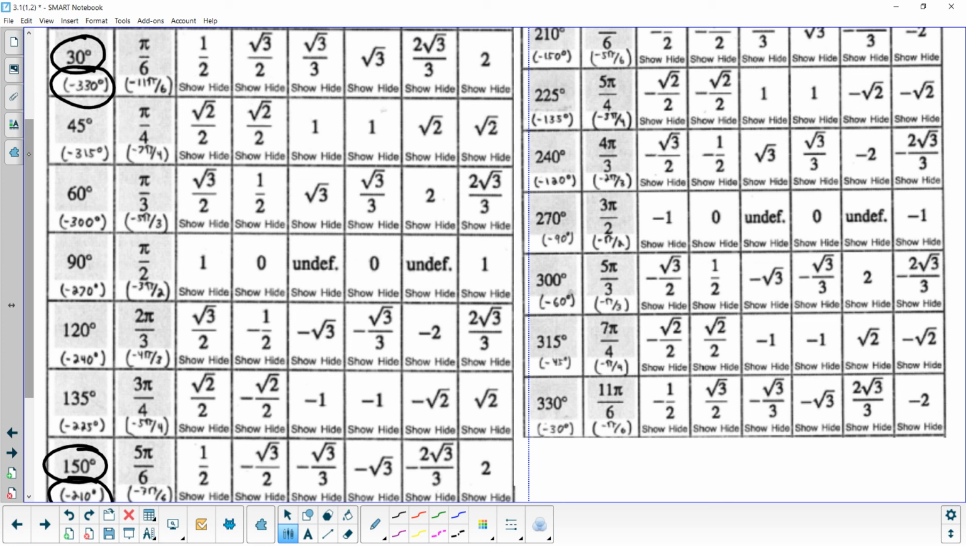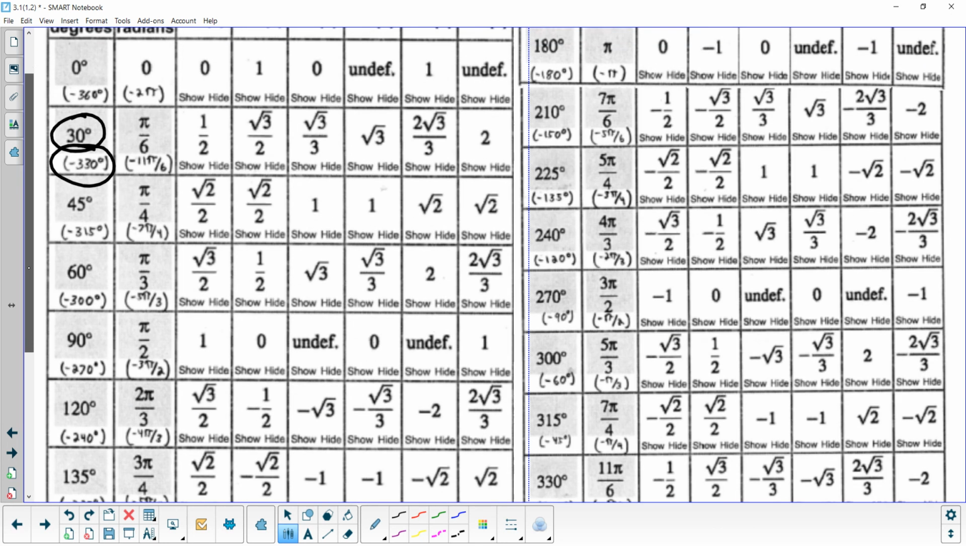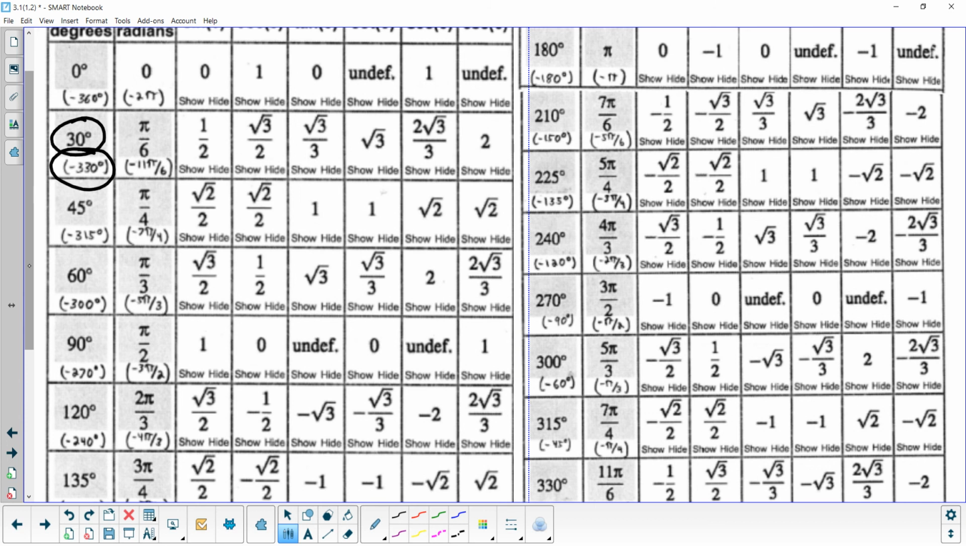Do you have it? You don't have to remember. Do you have it written down? You flip back to it? Is it negative 90 to 90? Yeah, good. Negative 90 to 90. So out of the four numbers I have circled, 150, negative 210, 30, negative 330, which one of those falls in that interval?